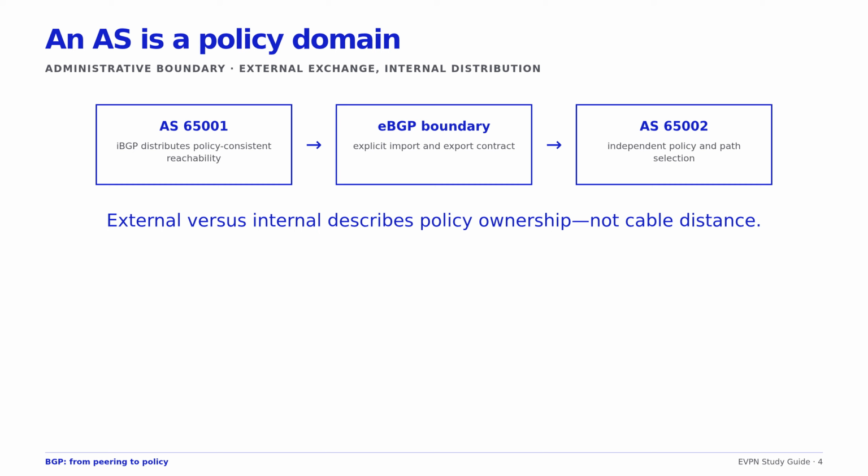The enduring model is this. eBGP imports and exports claims across administrative boundaries. IBGP carries the resulting policy decisions across the internal network. The IGP still supplies internal reachability to session endpoints and next hops.